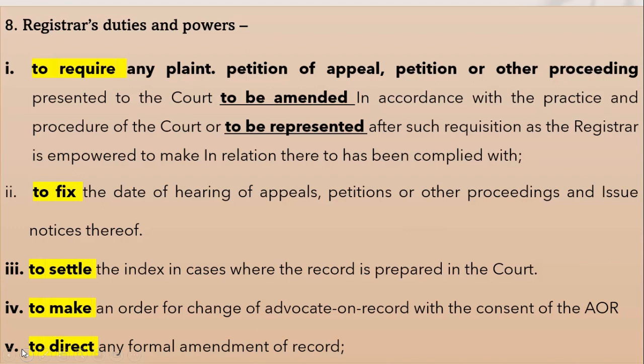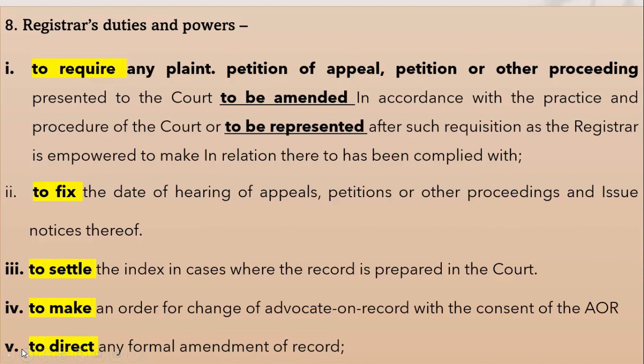first, to require any plaint, petition of appeal, petition or other proceeding presented to the court to be amended in accordance with the practice and procedure of the court, or to be represented after such requisition as the registrar is empowered to make in relation thereto has been complied with. So these are the keywords. Firstly, we have to remember this is his duty. He has to require something. Then the other two keywords are to be amended, to be represented. What has to be amended? What has to be represented? Well, plaint, petition of appeal, petition or other proceedings.